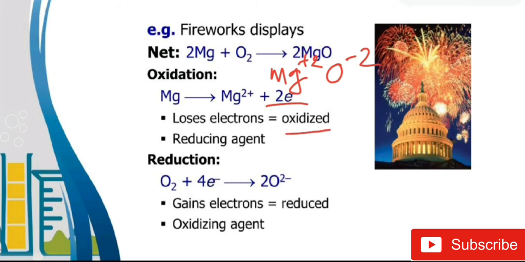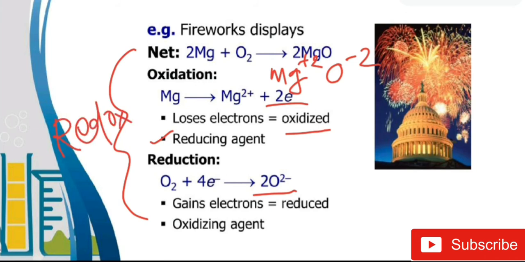When the process is oxidation, we say the magnesium atom is oxidized, and when it is oxidized itself, it is known as the reducing agent. And the oxygen gains 4 electrons to form the oxide ion. The process where the oxygen molecule gains 4 electrons to form the oxide ion is reduction. So in this process, oxygen is reduced to form the oxide ion. The whole process is an example of a redox reaction.